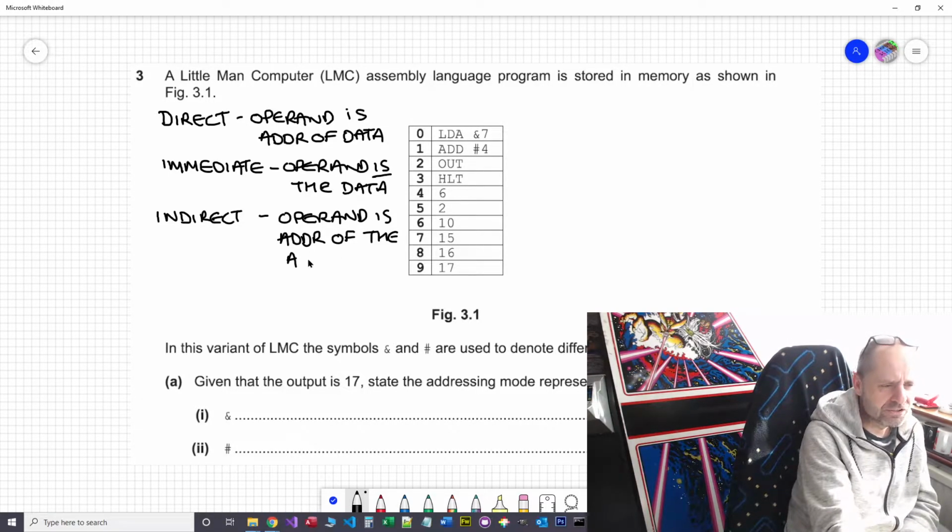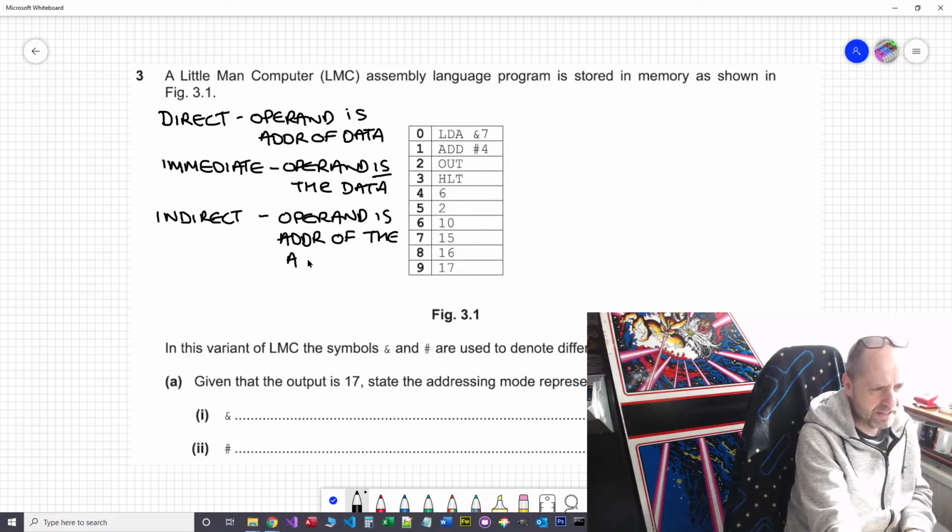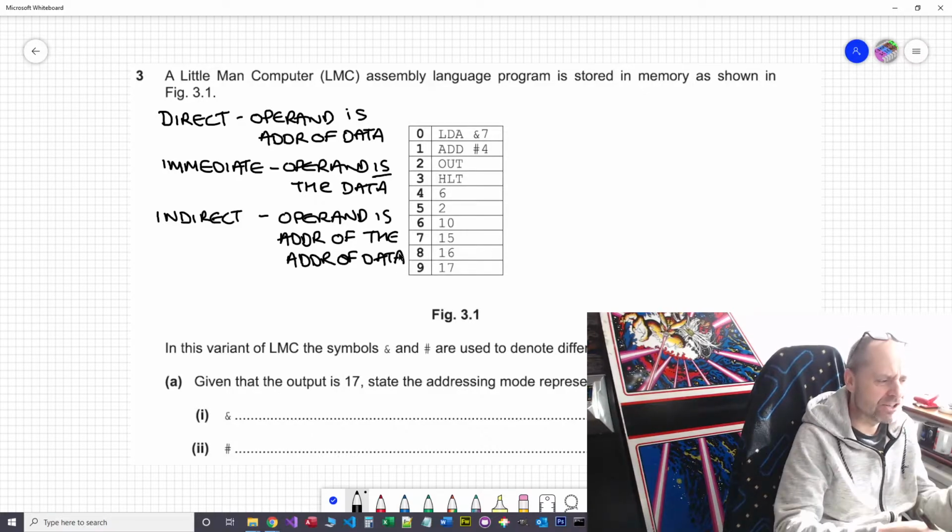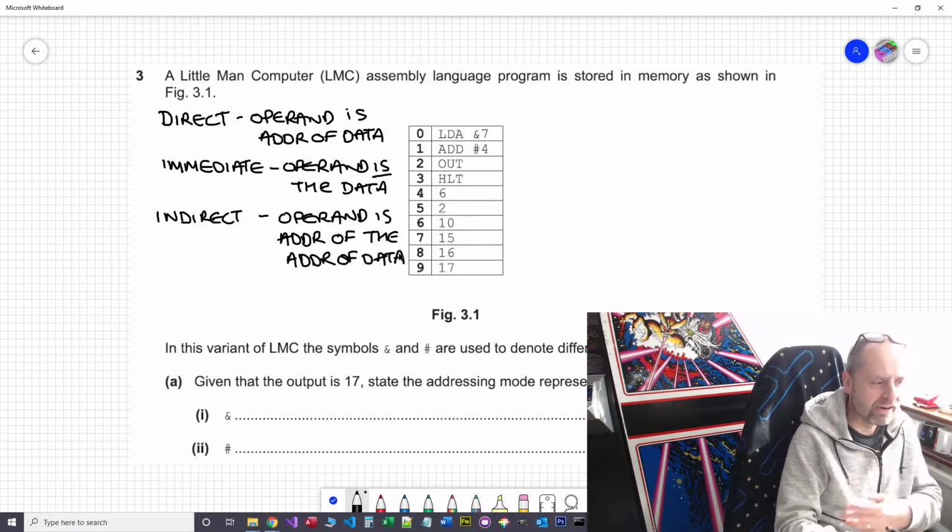So the operand is the address of the address. Oh, I knew I was going to do that. The address of the data. So it's a redirection, which is why it's called indirect.